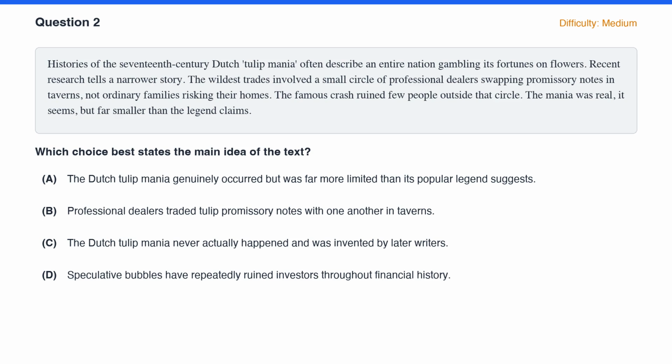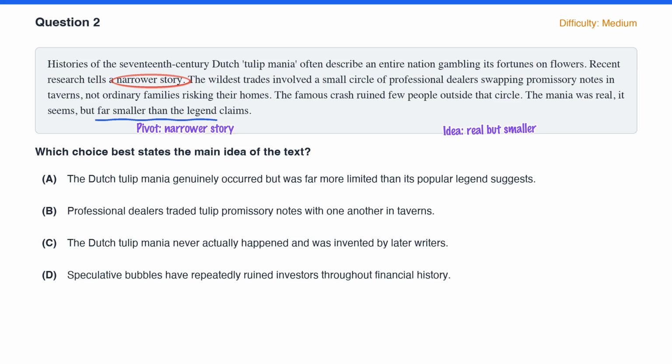Question 2. Find the claim again and watch for a pivot. The histories describe a whole nation gambling on flowers, but then recent research tells a narrower story. That turn is your signal. The claim lands in the final line. The mania was real, but far smaller than the legend claims. Say it in one sentence. The tulip craze really happened, yet it was much smaller than the legend makes it sound.